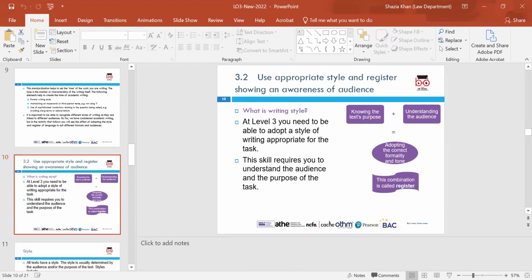We then went on to looking at 3.2, which is use appropriate style and register, showing an awareness of the audience. So it's really important that you know the text purpose and you understand your audience, because you'll have different audiences. Like we said, you may have a doctor or you may have a layperson that you need to talk to. So you need to identify that you're able to get everything across to that person.